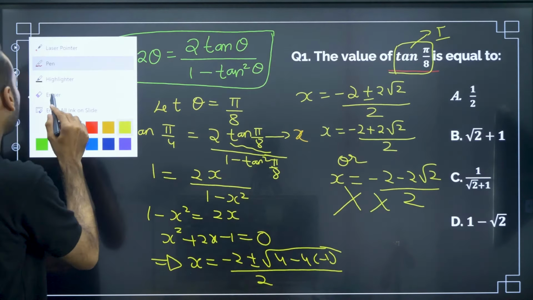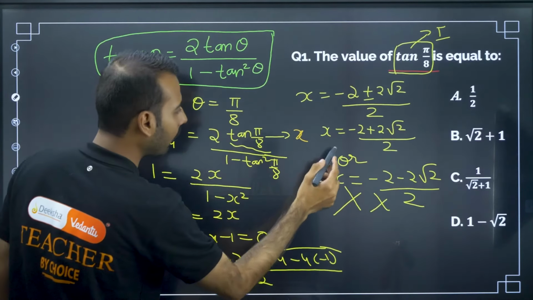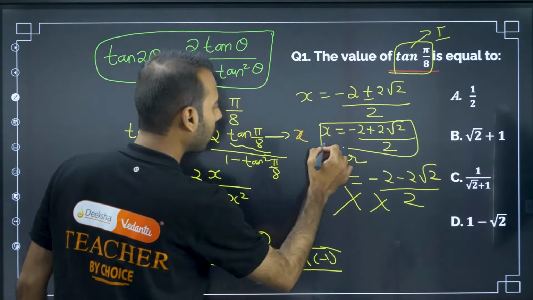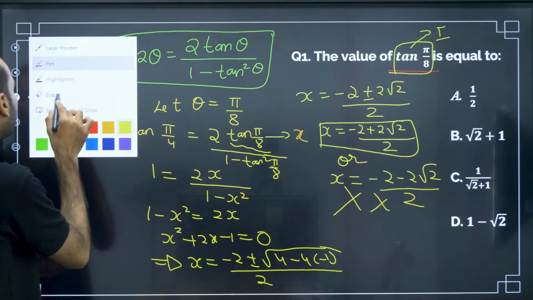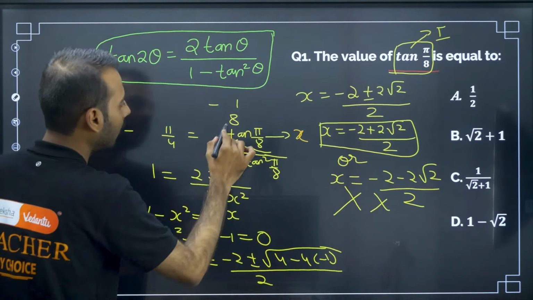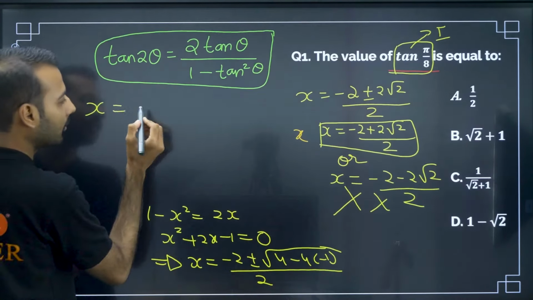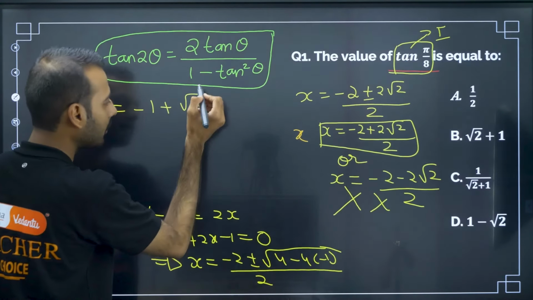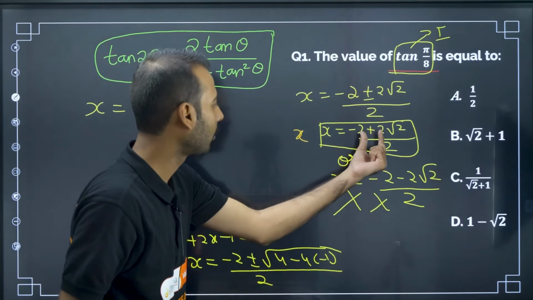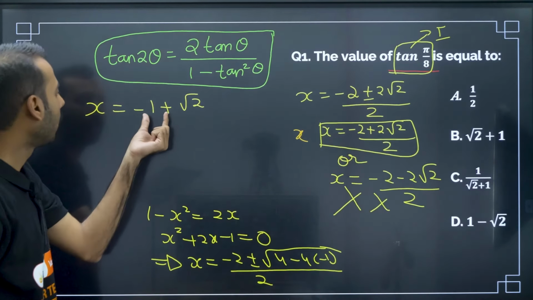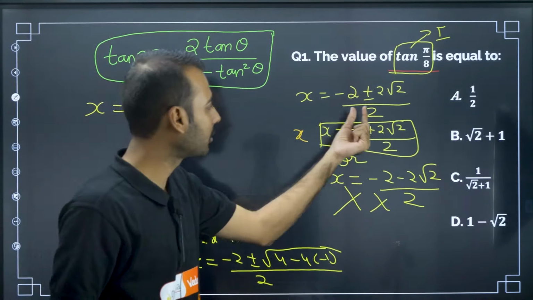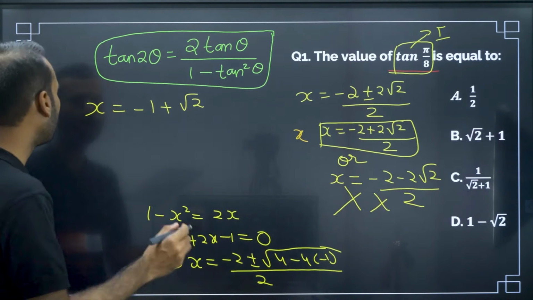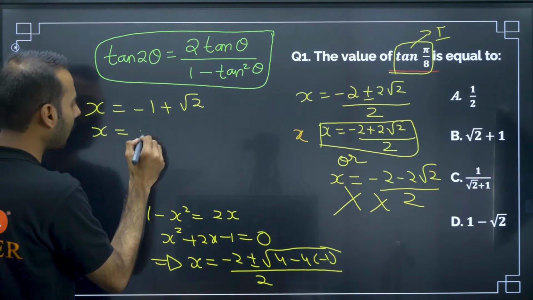Moving on to next, we have to simplify this value. To simplify this, let me erase a few things. If you want to make a note of this, you make a note of this. X is equal to, if I simplify this, x is equal to minus 1 plus root 2. We were supposed to find x value, x is equal to minus 1 plus root 2. This is directly not available, so we have to do some alterations.